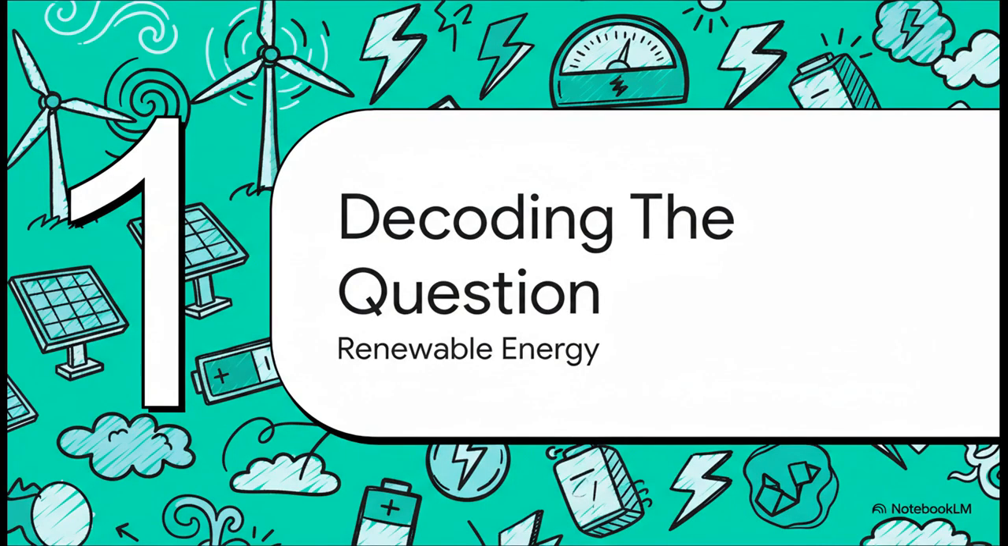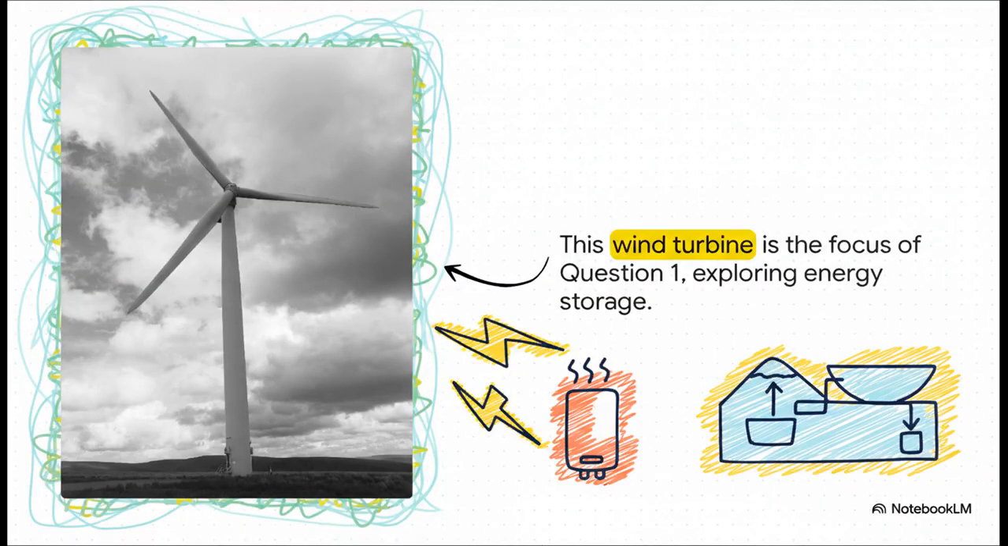Okay, first things first, let's get the scene. This whole question is built around a massive, real-world physics problem. What on earth do you do with all the energy you get from renewables when you don't actually need it right that second? And here's the star of our show, a wind turbine.